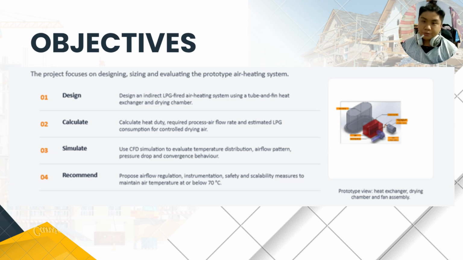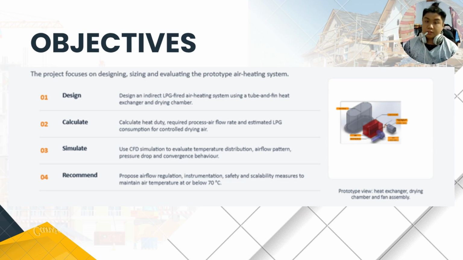So now let's go through the objectives of this project. The first objective is to design an indirect LPG-fired air heating system using a tube and fin heat exchanger and a drying chamber for biomass drying. The second objective is to calculate the heat duty, required process airflow rate, and estimate LPG consumption needed to supply controlled drying air. The third objective is to use CFD simulation to evaluate the system performance.